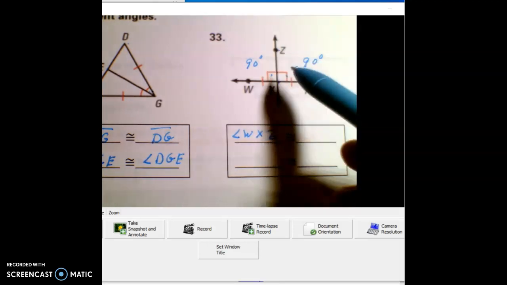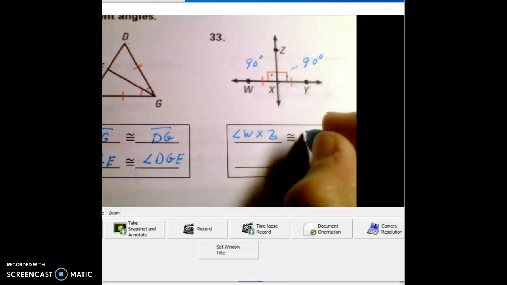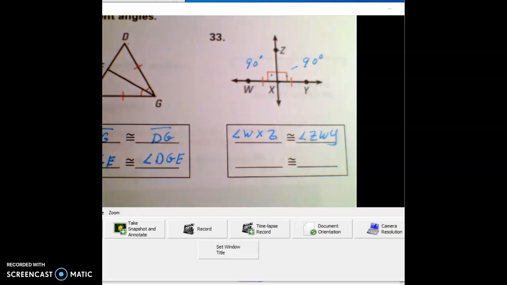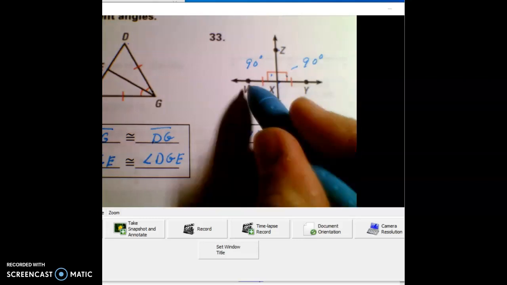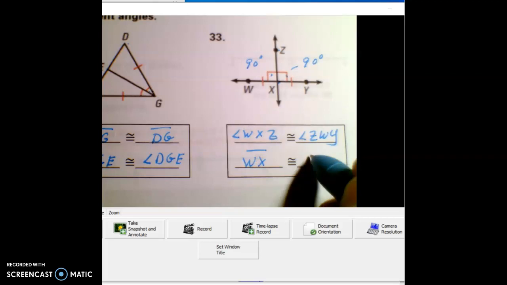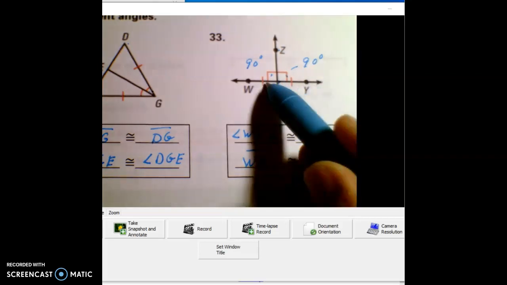So I can say ZWY, they're congruent to each other. And then the last one is the 2 segments are congruent. So WX is congruent to XY. And I know that because of the 2 tick marks.